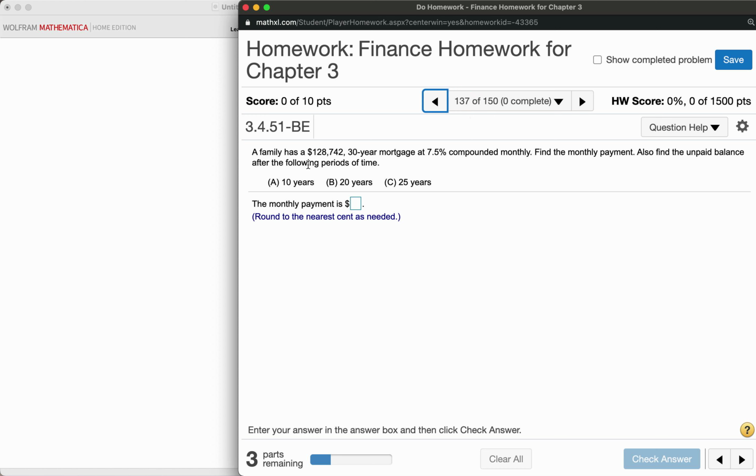A family has a $128,742 30-year mortgage at 7.5% compounded monthly. Find the monthly payments. Also find the unpaid balance after the following periods of time: 10 years, 20 years, and 25 years.